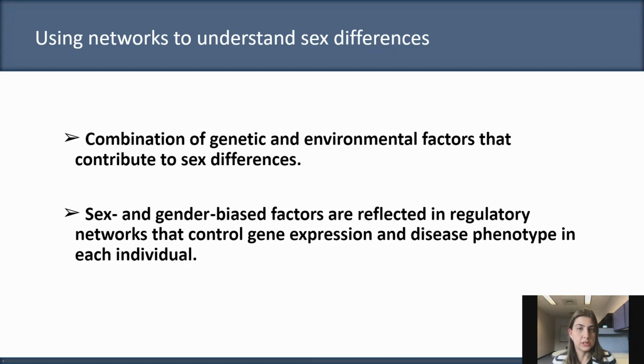And we just saw that there is this combination of genetic and environmental factors that contribute to sex differences. So our hypothesis is that all these sex and gender bias factors will be reflected in regulatory networks that control gene expression and disease phenotype in each individual. And we can use gene regulatory networks to understand the sex-biased gene regulation.